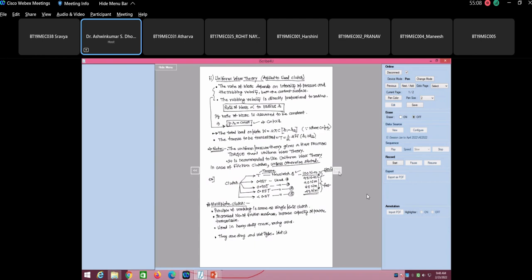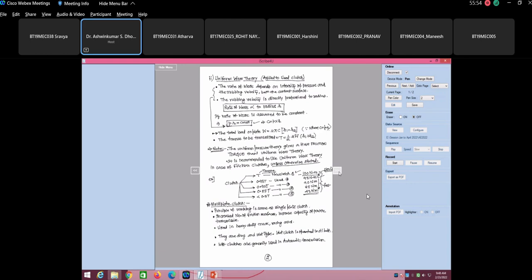Wet clutch is operated in oil. But wet clutches are generally used with automatic transmission. These wet clutches are generally used in automatic transmission. So this is regarding the multi-plate clutch.